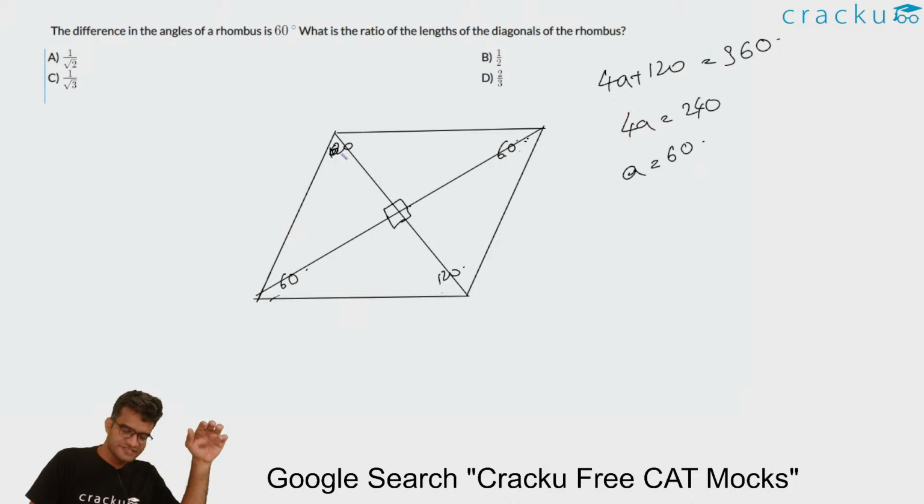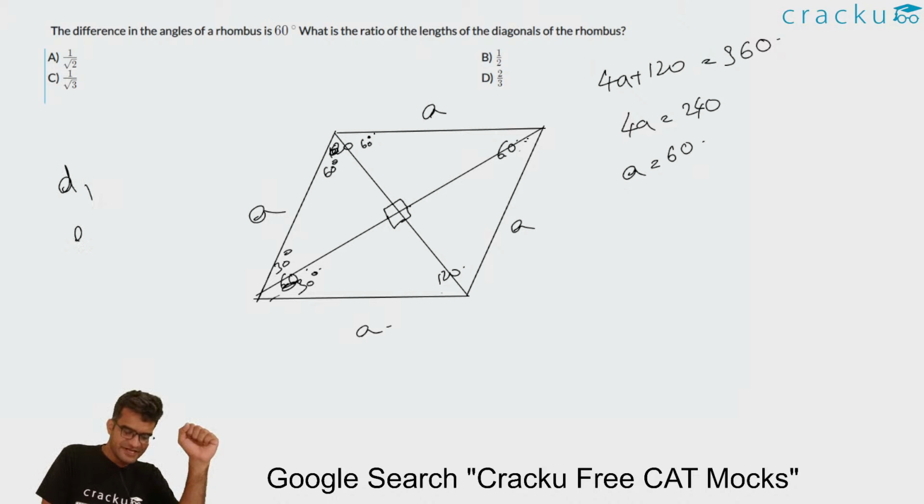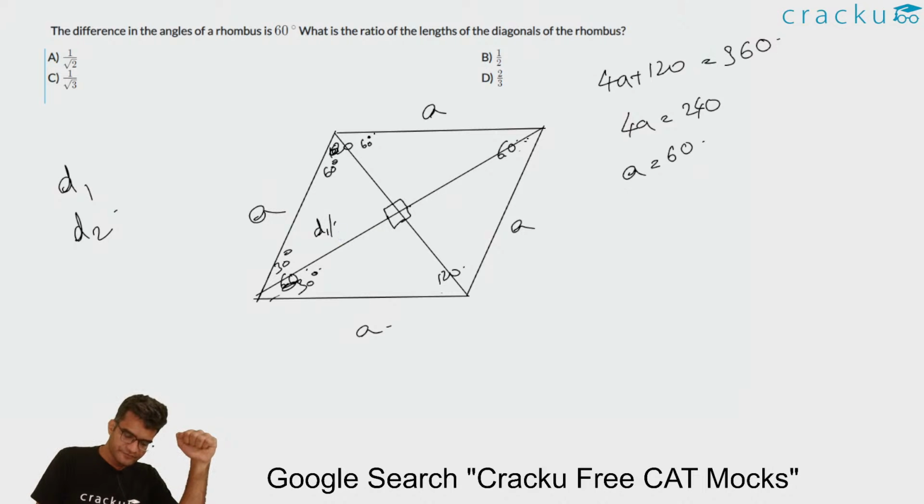So over here, this will be 60 degrees, this will be 60 degrees, this will be 30 degrees and this will be 30 degrees. If you assume that each side of this rhombus is A, this is A, this is A, this is A and this is A. And if you assume that the lengths of the diagonals are D1 and D2, because in a rhombus and in a square, the diagonals bisect each other also, so this one will be D1 by 2 and this one will be D2 by 2.